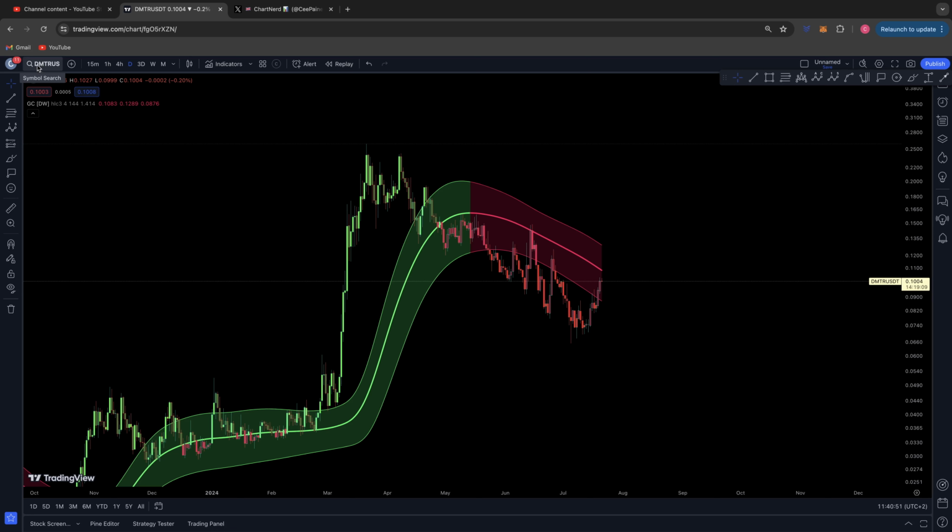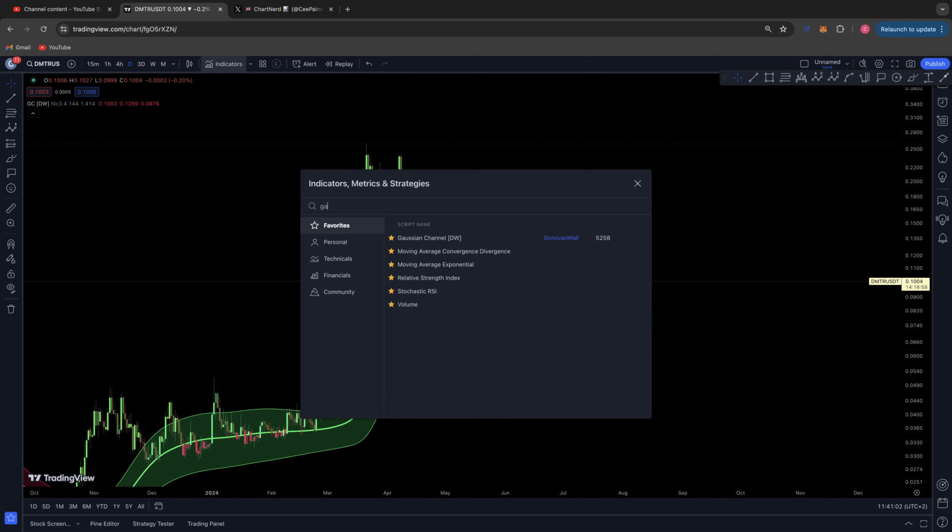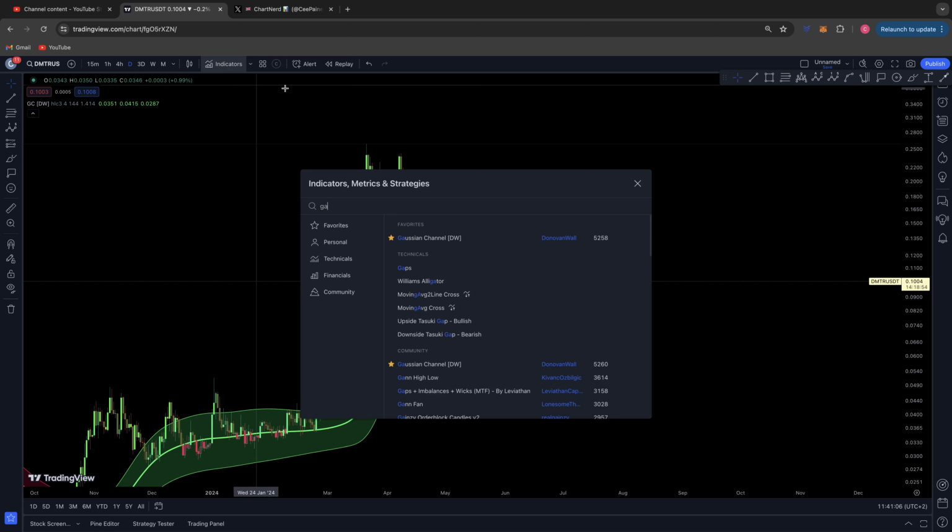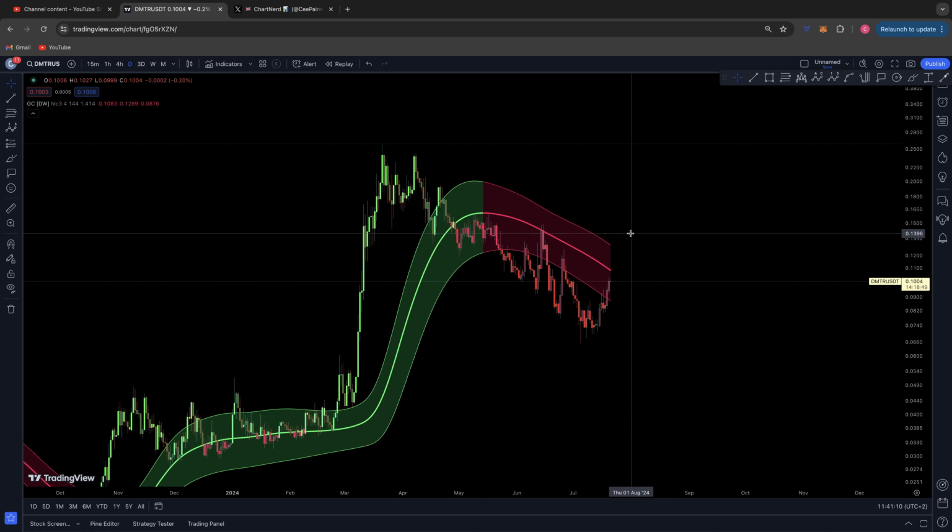Today we will be discussing Dimitra, the ticker is DMTR, against USDT on the daily time frame. Today we're going to be analyzing the Gaussian channel. You can get this on your charts by going to indicators and typing in Gaussian, and it is the top one here. Click it and add it onto your charts. It's great to help with trend direction and momentum and potential trend changes.